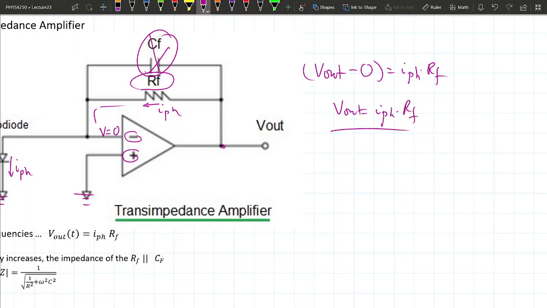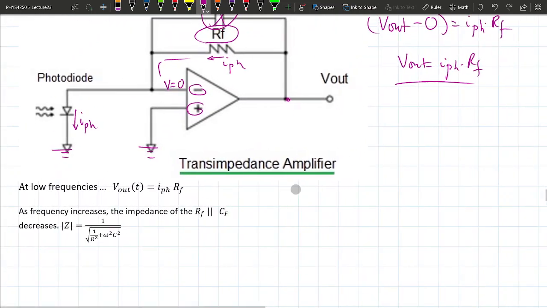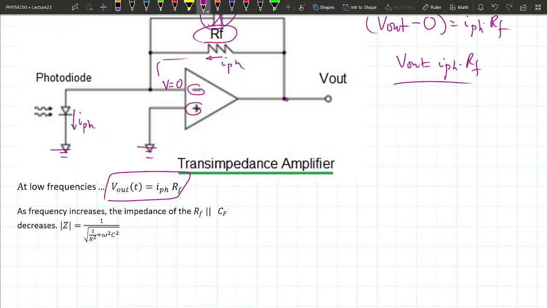So that means whatever your voltage output on your operational amplifier is, it's going to be proportional to how much current is being generated, i.e. how much light your sensor is detecting, multiplied by this feedback resistor. Whatever that number is.